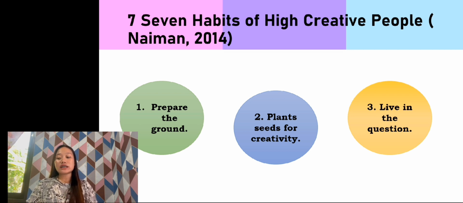So number 2 is plant seeds for creativity. It means that it is important to put attention on what you want to create, not on complaints, and set an intention to produce the desired results. So it is important for us to put attention first on what we want to create and not on complaints, but set an intention in order for us to produce the result that we want.